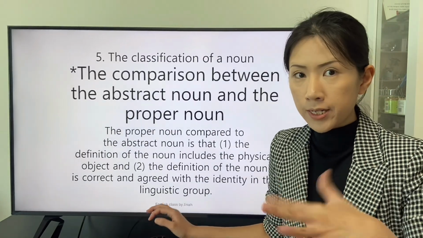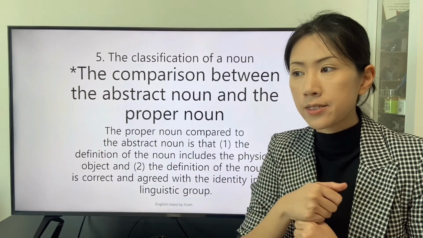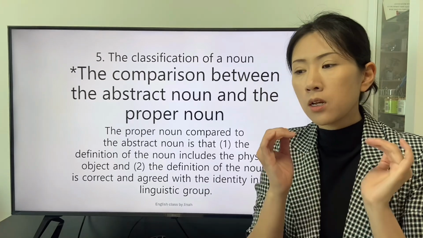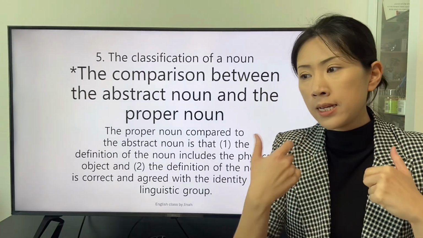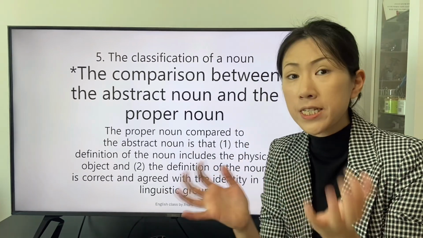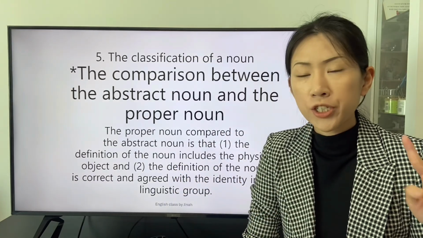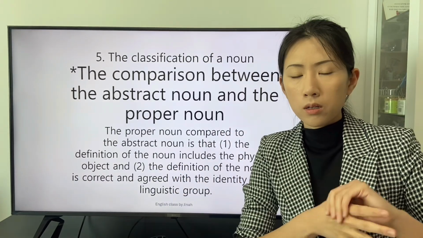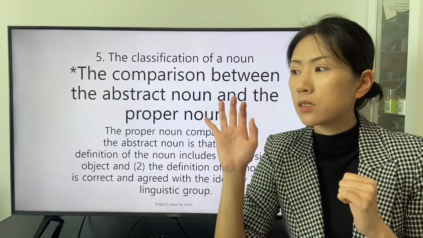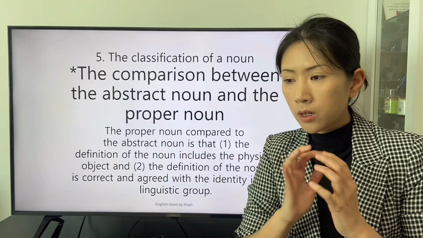Compared to the abstract noun, the definition of the proper noun has different features. The first one is that the proper noun is defined with the physical object compared to the abstract noun. The second feature of the proper noun is that the definition to define what the noun is, is correct.